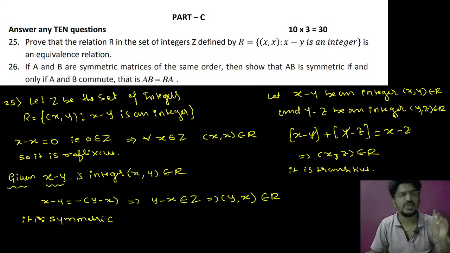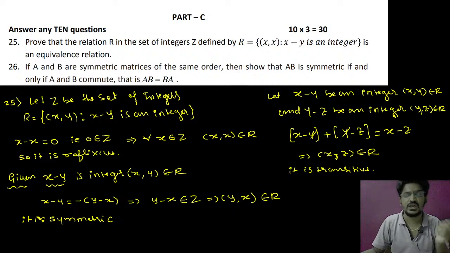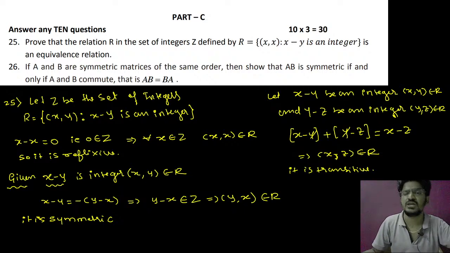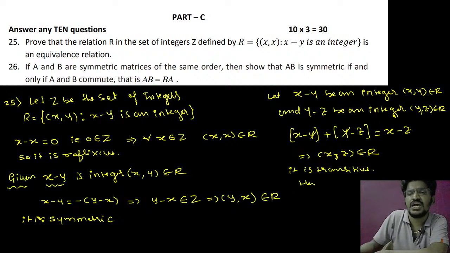For reflexive you have to take x minus x. For symmetric you have to take x minus y equal to minus of y minus x. For transitive you take x minus y and y minus z. If I add those two terms, minus y plus y will get cancelled. You will get x minus z. So therefore x comma z belongs to R. So you can say that it is transitive, hence it is an equivalence relation.